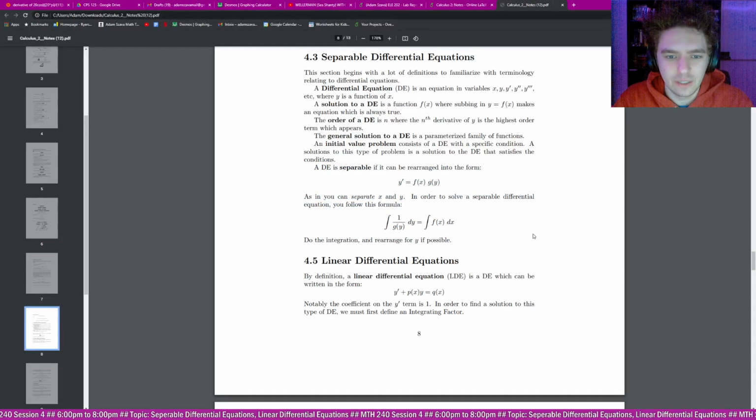So a differential equation is separable if it can be rearranged in this form. You have the derivative of the function equal to some function of x times another function of y. Just to be clear, y is a function of x, and we're trying to solve for y. You do that by integrating 1 over the g function, dy, and integrating the f function, dx, and then rearranging for y, which sometimes is easier said than done.